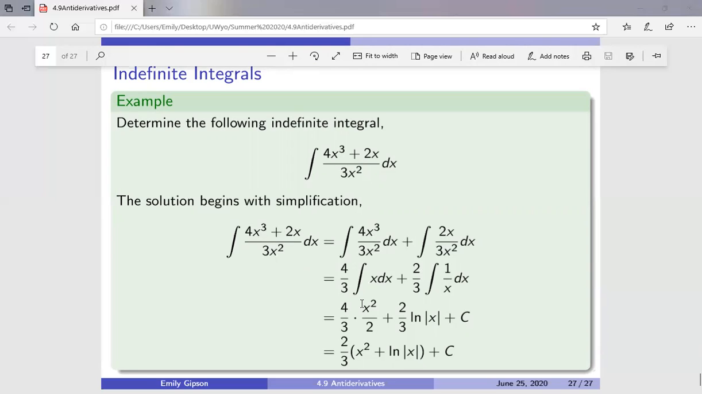I go ahead and I take the integral, and I get 4/3 times x squared over 2 plus 2/3 natural log x plus c. Well, 4/3 times 1/2 is 4 over 6, which is the same as 2/3. So I've got a 2/3 in each term, and I pull that out, and I'm left with 2/3 times the quantity x squared plus natural log of x, plus c.